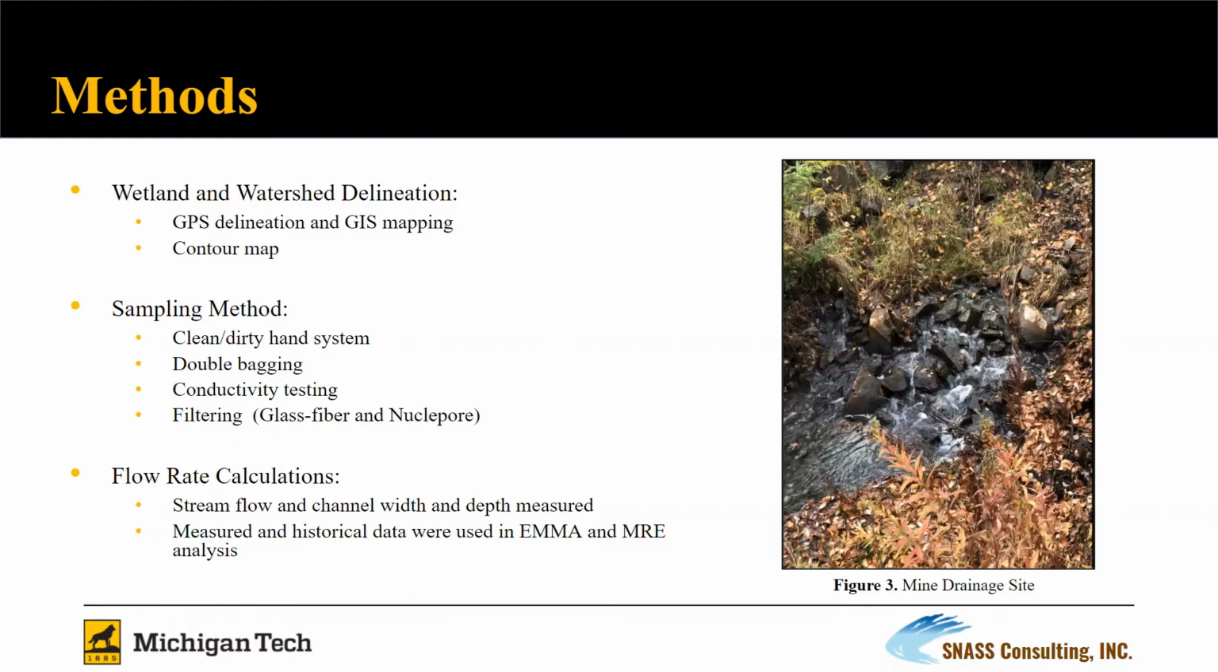And then during that time, we also took flow rate measurements using a metal rod with a turbine on the bottom. With electronic devices, we could count the number of times that turbine spun in a minute. Using that data, along with the depth and width of the stream, we were able to calculate the velocity of the water. That data was then combined with historical data for use in the EMMA and MRE analysis.